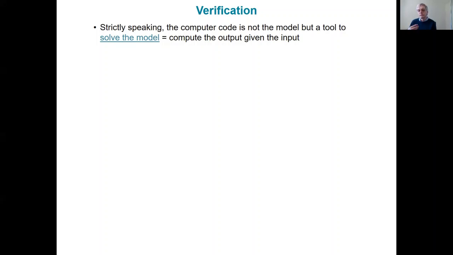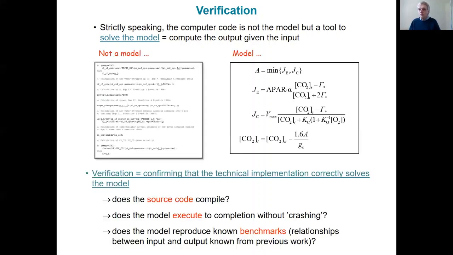The model itself consists of the mathematical equations, the algorithms, and we set up some computer code that's designed to calculate the output given the inputs that we throw at the model. And we need to be sure that those two things align: the actual model, which is the equations and algorithms, versus the solver, which is our piece of computer code. So that's verification. Confirming that the technical implementation, the source code of the model, correctly solves the model.